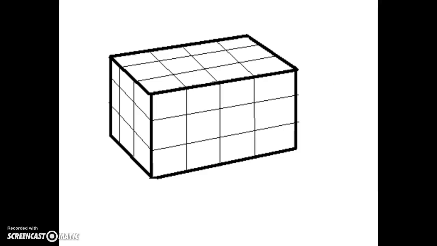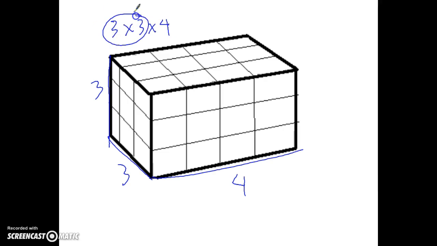So here we go. We got another one. Remember, the first thing I want to do is get the height. So I'm going to come get the height right there. That's 1, 2, 3. I'm going to get the bottom. There's 3. I'm going to come get this bottom. 1, 2, 3, 4. So I have 3 times 3 times 4. 3 times 3 is 9. 9 times 4 gets me to 36. So it would be 36 cubic units. That means it would take 36 of whatever kind of cubes these are to build that solid.